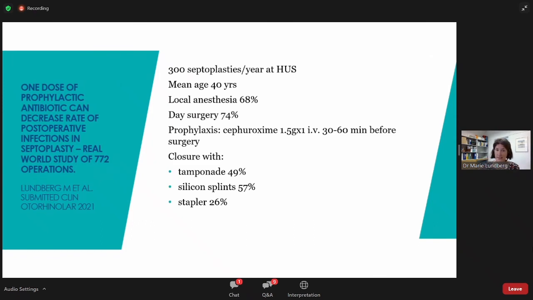The mean age of the patients is about 40 years, and that's quite normal. We do 68% in local anesthesia. Some of them get some sedation, but only 32% we do in GA. And local anesthesia means cocaine and lidocaine, adrenaline. Most of them are also day surgery. Only those who have, for example, sleep apnea or heart problems stay the night. We give them one dose of antibiotics 30 to 60 minutes before surgery, and we have shown that this is as effective as giving 1 week of post-operative antibiotics. The article is submitted, so you can't find it yet.